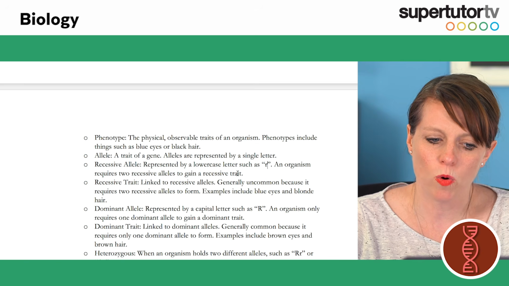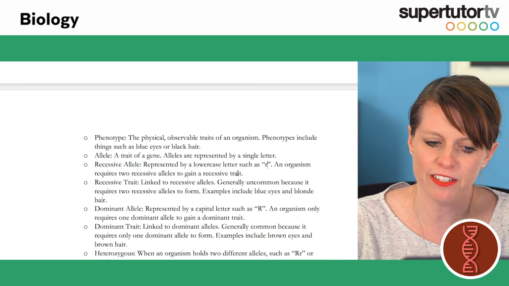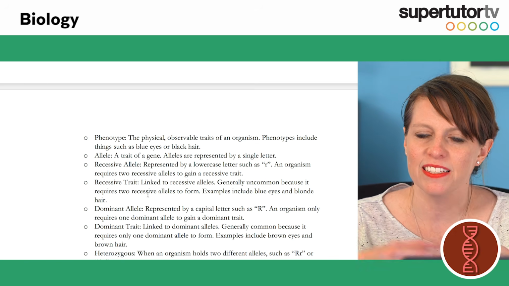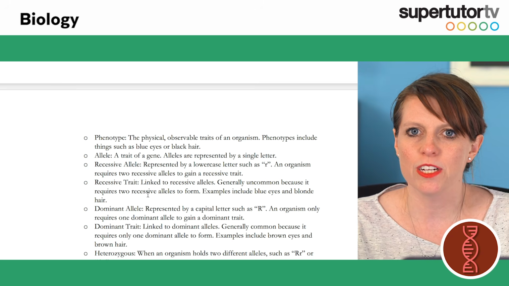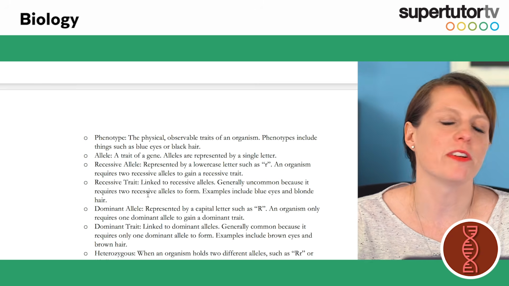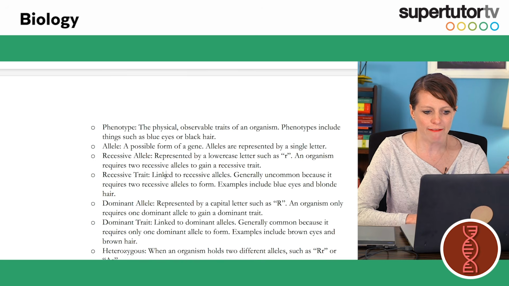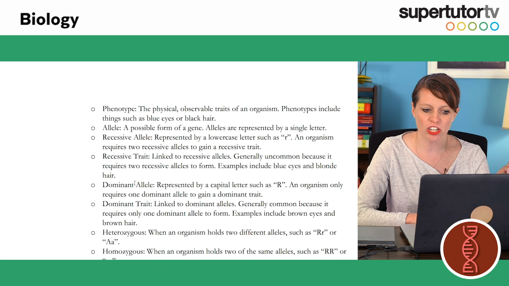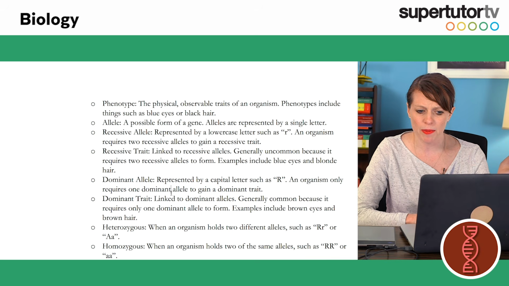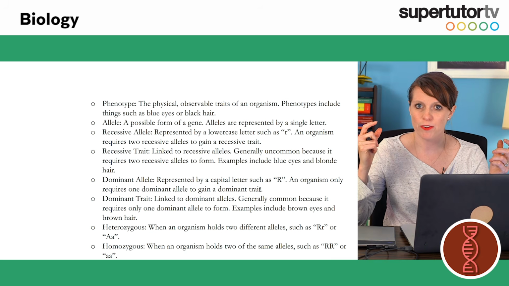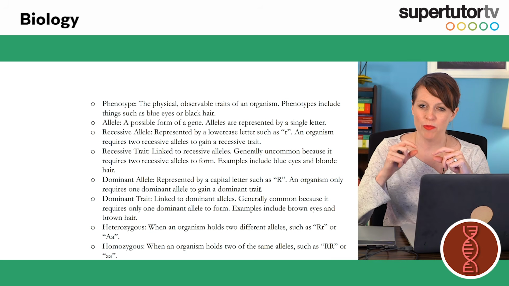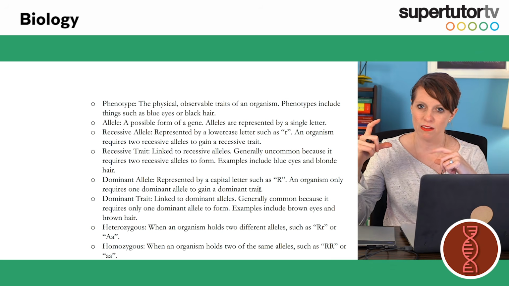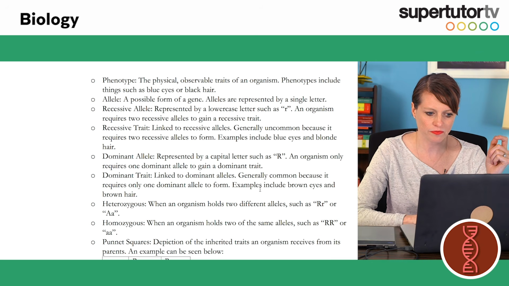An organism requires 2 recessive alleles to gain a recessive trait. A recessive trait is one that is linked to recessive alleles. So for example, having blue eyes might be recessive, right? But sometimes we have a dominant trait, and then we have a dominant allele, which means, like in my example, if you have a big R, that means you have red feathers in this bird. An organism requires only 1 dominant allele to gain a dominant trait. So if a trait is dominant, you only need 1 allele to get it, but if a trait is recessive, you need 2. And we usually denote those differently with big case letters and lowercase letters.